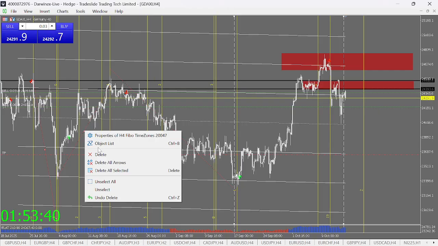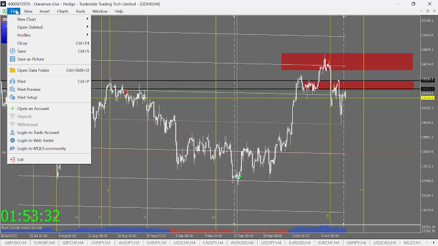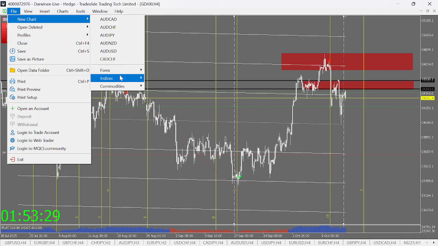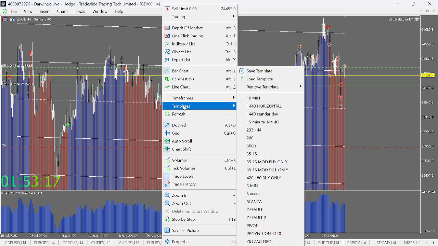I don't want to mess up this chart. Let me get a new chart. I am a baby. New chart. Indices. DAX. German. Okay. Whoops. That scared me because my row is there. All right. Let me get it. Blanca.